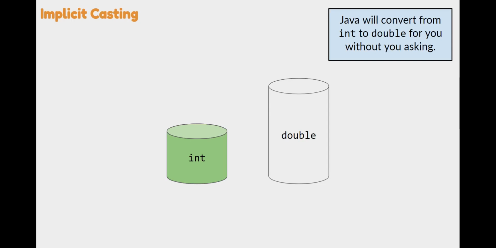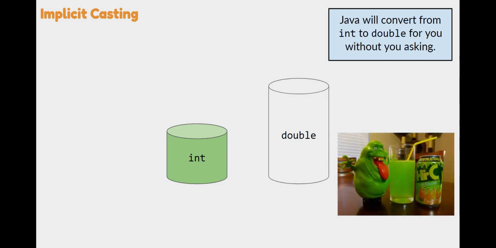You'll notice the container for the double is twice as big as the container for the int because in memory, a double is 8 bytes where an int is only 4 bytes. If that container for that int is full, with whatever that green liquid is, it looks like ecto cooler to me. If we want to take that int and put it into a double, it would work just fine. There would be plenty of room left over.